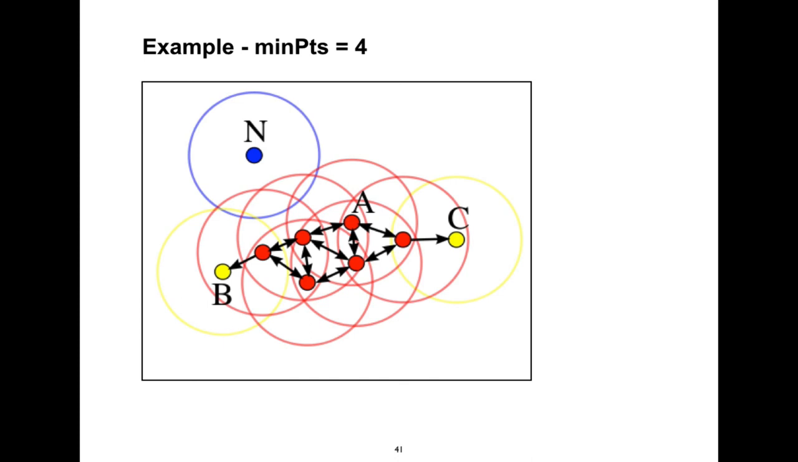That's one of the 4 points in A's radius. So we can come here and look at this circle centered here, and there's 4 points there, and see if we can get there. But we can't get to N because there's no path, so this will become one cluster, and that's an outlier.